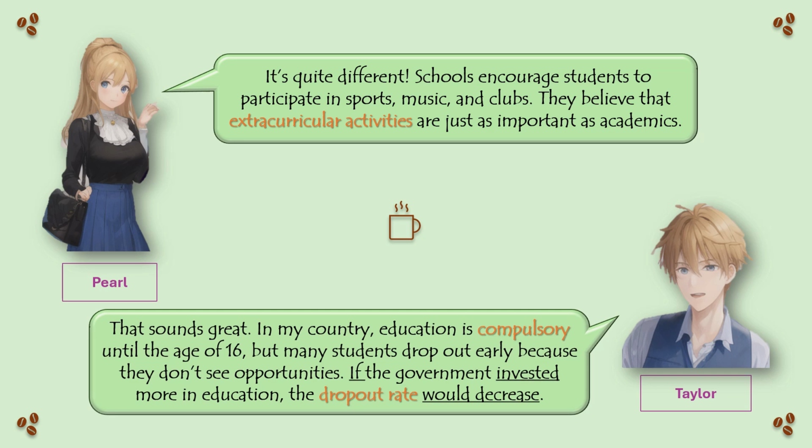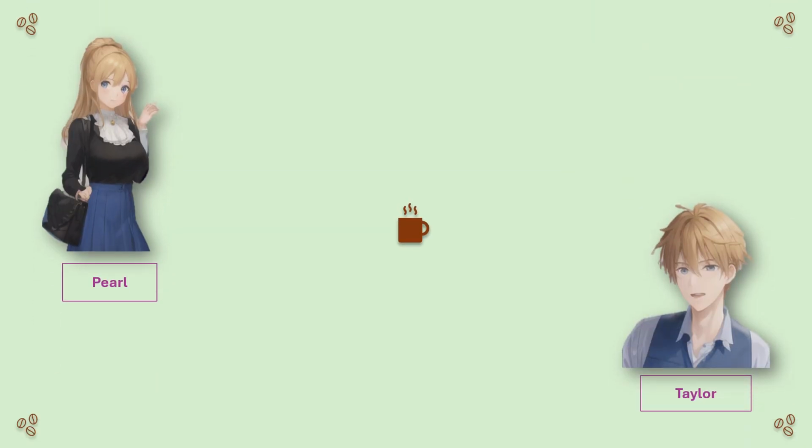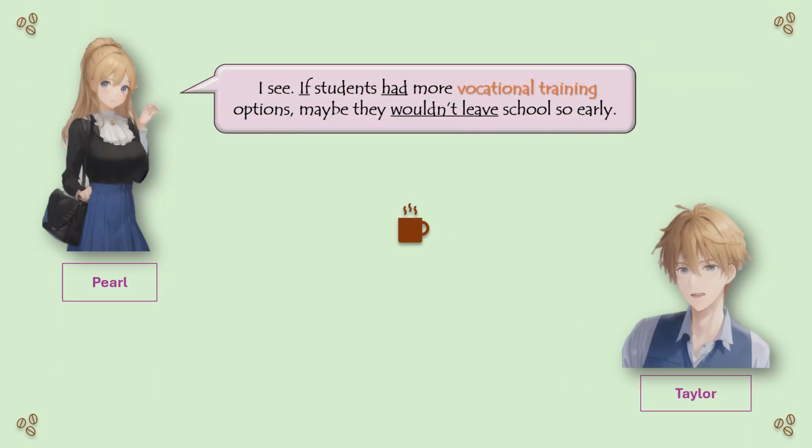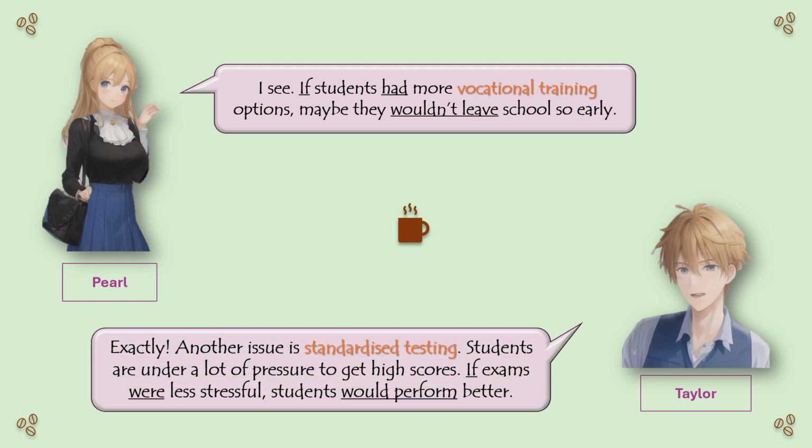That sounds great. In my country, education is compulsory until the age of 16, but many students drop out early because they don't see opportunities. If the government invested more in education, the dropout rate would decrease. I see. If students had more vocational training options, maybe they wouldn't leave school so early. Exactly. Another issue is standardized testing. Students are under a lot of pressure to get high scores. If exams were less stressful, students would perform better.